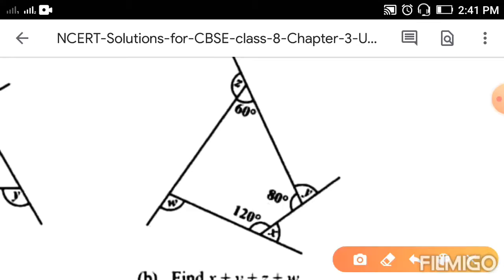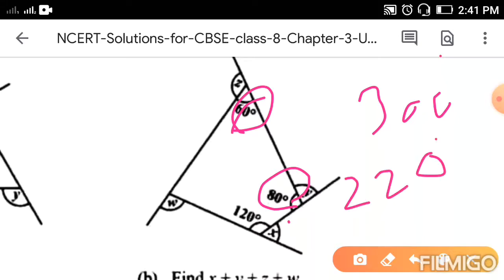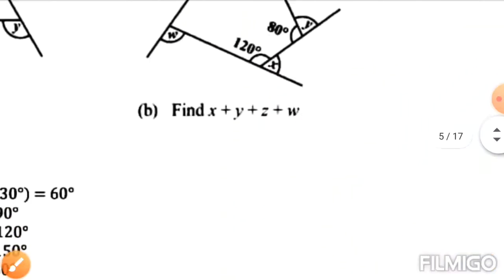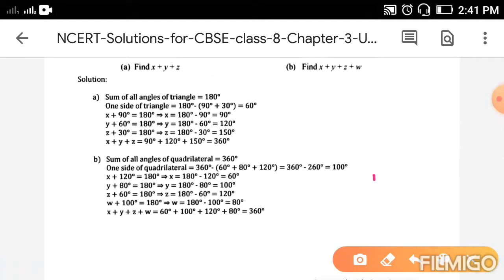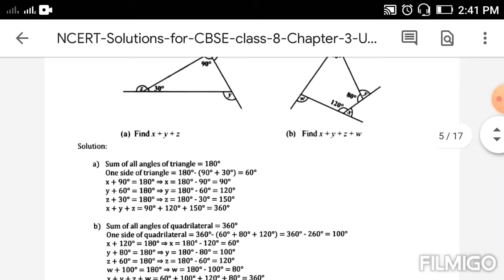So 360 minus 60, you will get 300. Sorry, 300 minus 80, so you will get 220. 220 minus 120, so you will get 100 degree. So what is the value of w? Let's see. Yes, we got the value of w. Okay, one angle of quadrilateral. Here a printing mistake is there, one angle of quadrilateral.